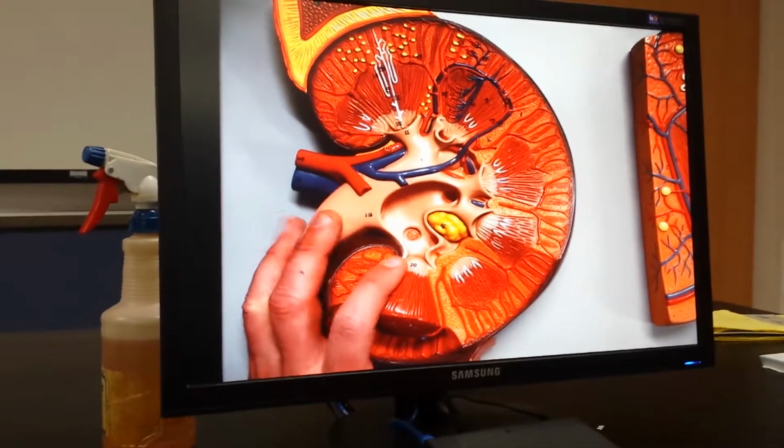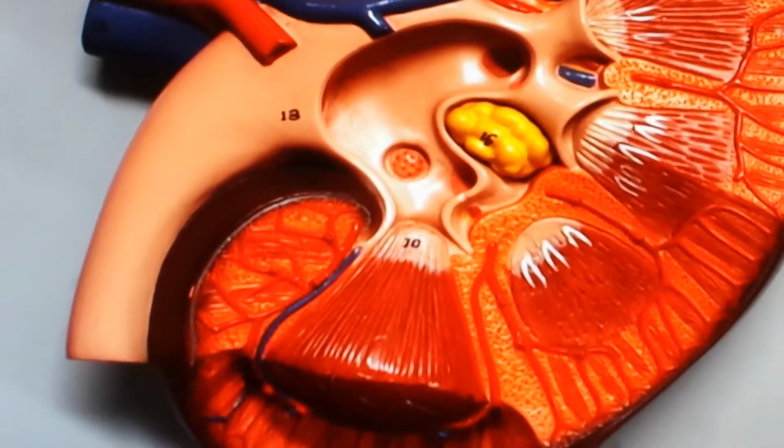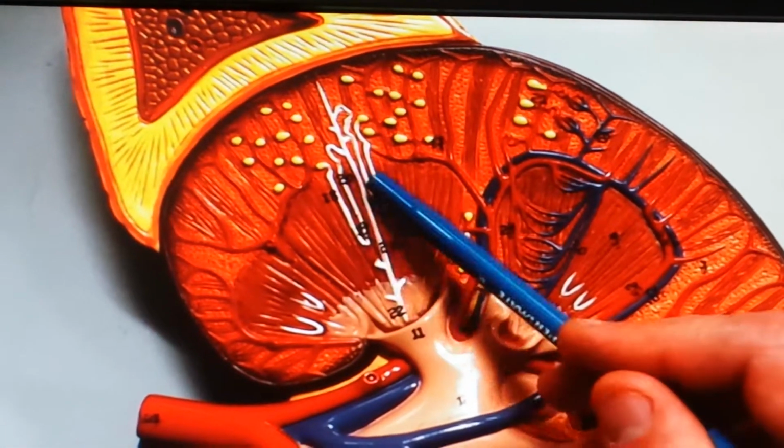And the loops of Henle are also there. This shows that right here. You see this is a collecting duct in the middle of these loops of Henle.